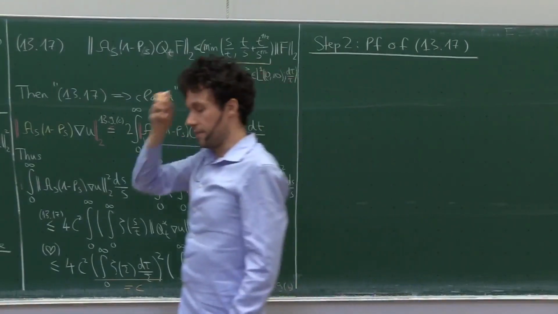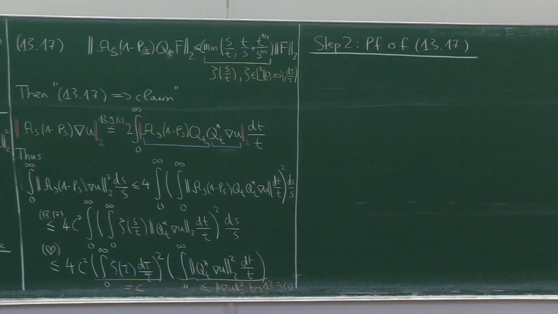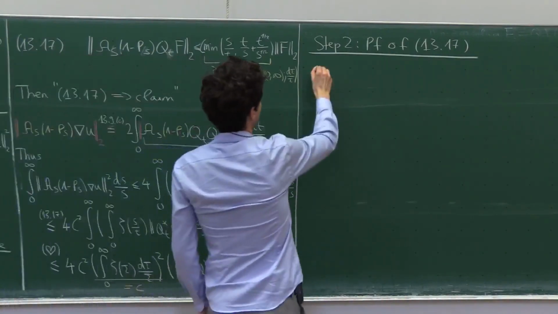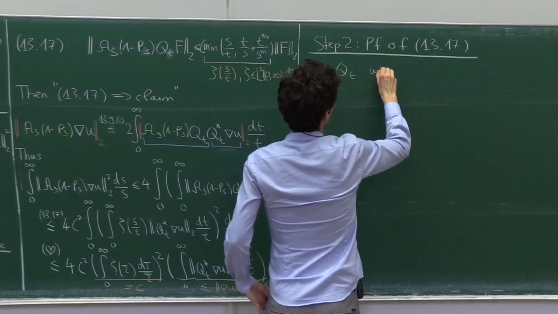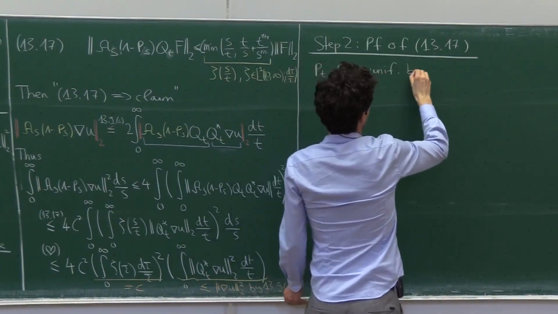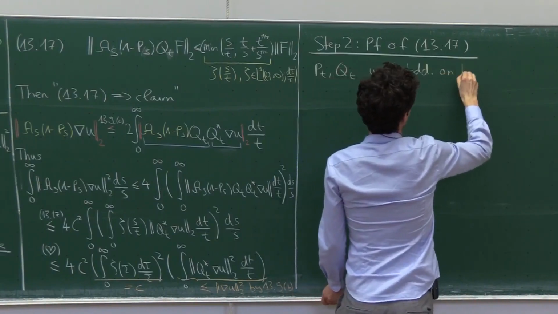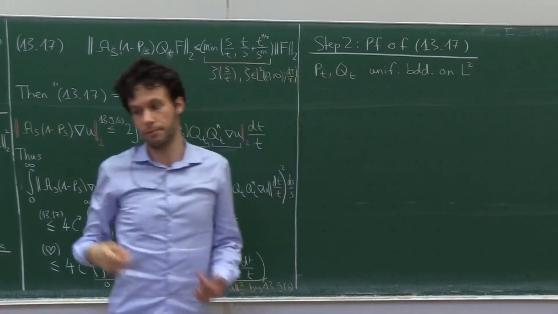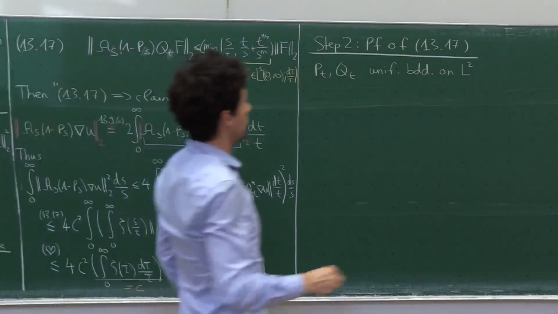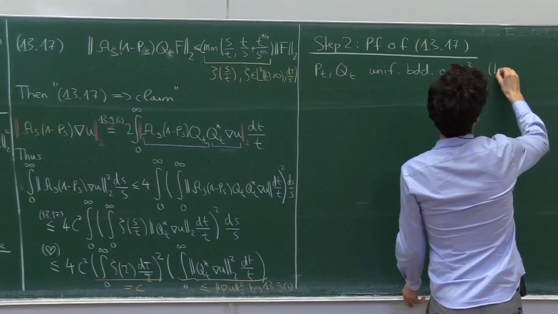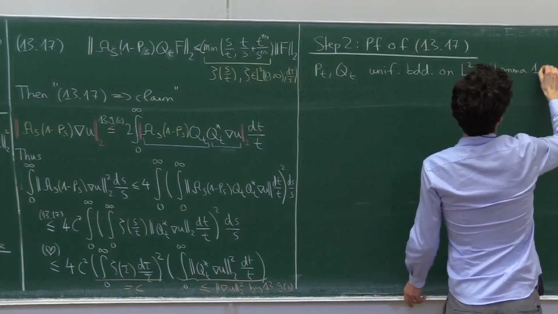Now, how do I do this? First of all, we're going to use that P_t and Q_t are uniformly bounded on L2, so uniformly with respect to t. I'm going to use that multiple times, and A_t is the same thing. If you want the reference, this was Lemma 11.7.